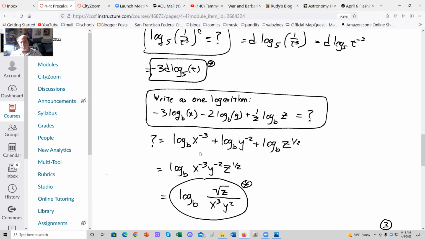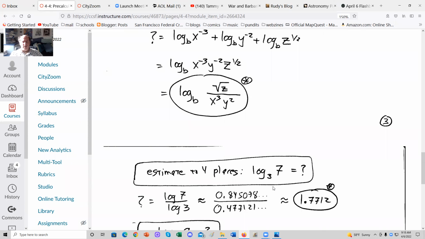And then for a last step, these negative exponents mean positive exponents in the denominator, and a half power is a square root. So log base b of the square root of z divided by parentheses x to the third y squared.